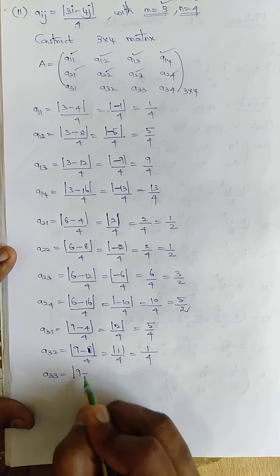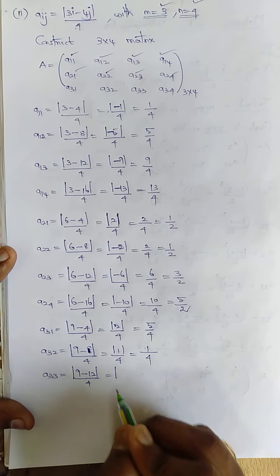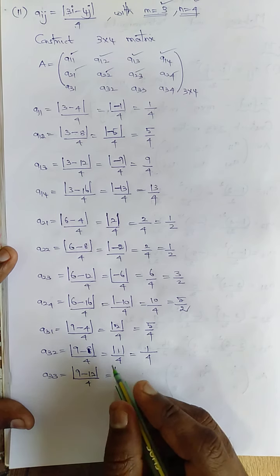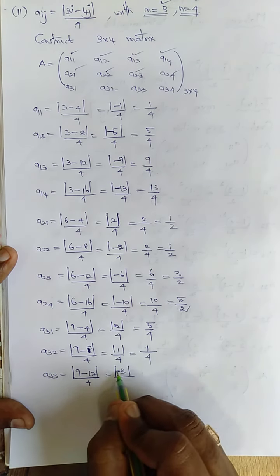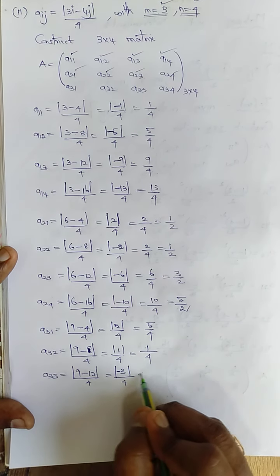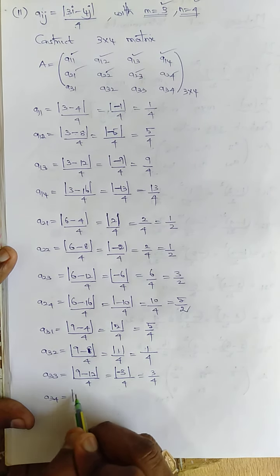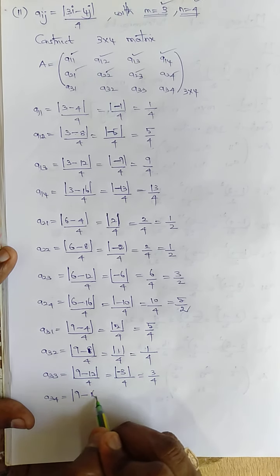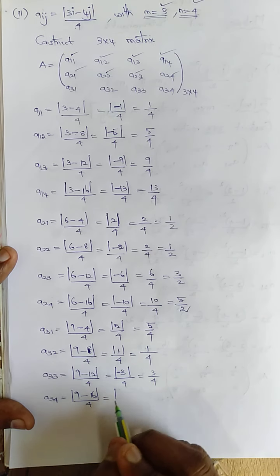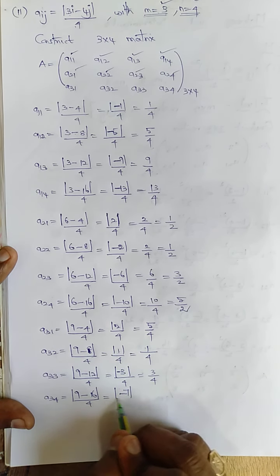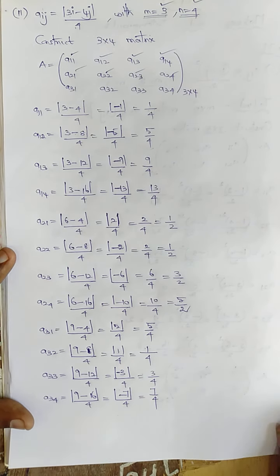a33: modulus of 9 minus 4 3s are 12, by 4. 9 minus 12 is modulus of minus 3. Modulus of minus 3 by 4 becomes plus 3 by 4. Next a34 is equal to 9 minus 4 4s are 16, by 4. 9 minus 16 gives minus 7. Minus 7 divided by 4 gives plus 7 by 4 because minus will change into plus.